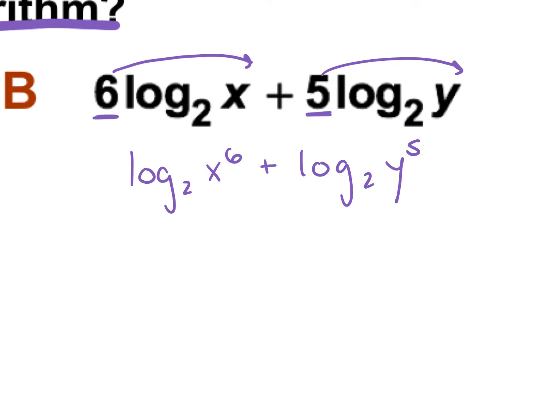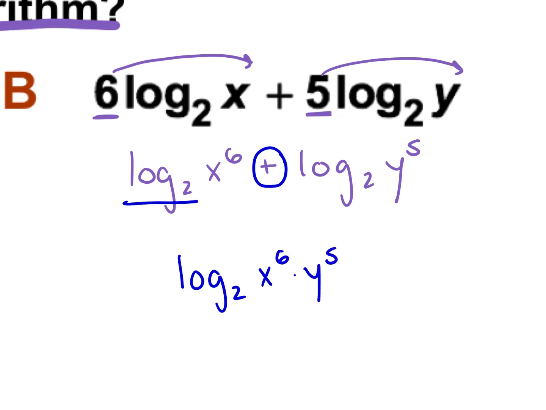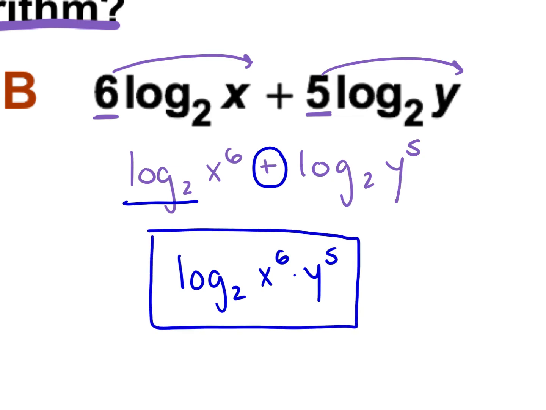Did I condense it down to a single logarithm yet? No, I still have 2. So what goes with addition? Multiplication. So my log and its base stays the same, log base 2. And then what am I going to multiply? The x to the 6th power and y to the 5th power. So it'll be x to the 6th power times y to the 5th power. And since it's variables, we don't multiply it, we just leave it there. That's it.